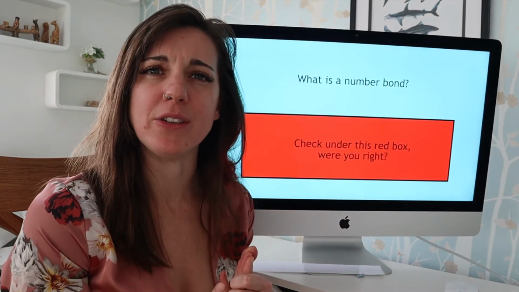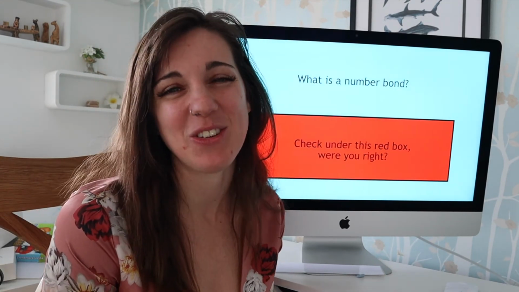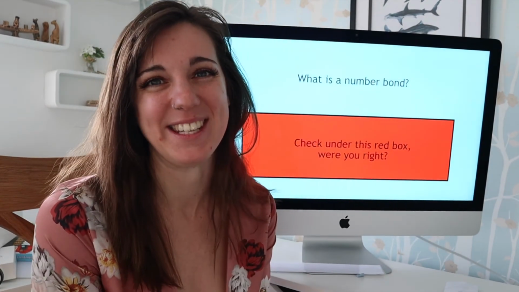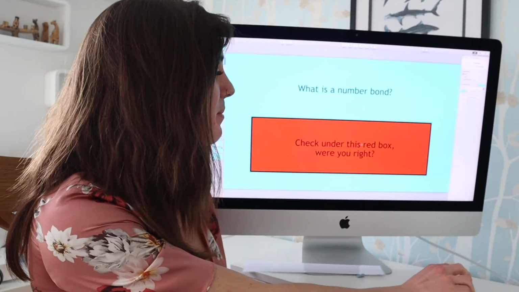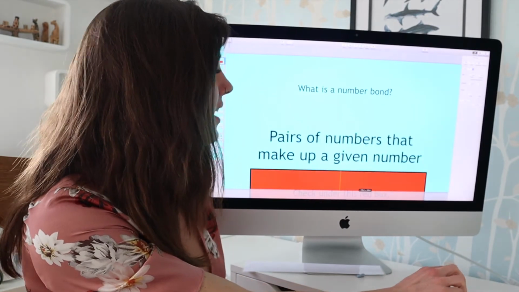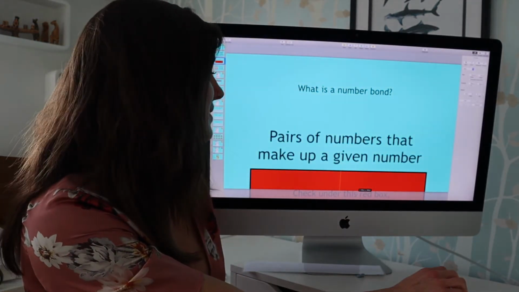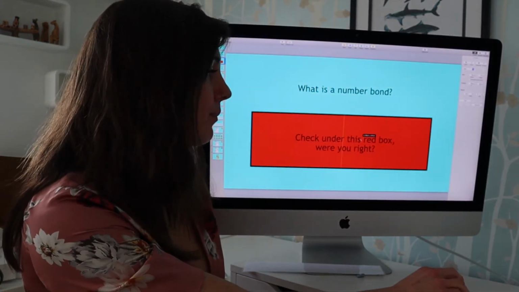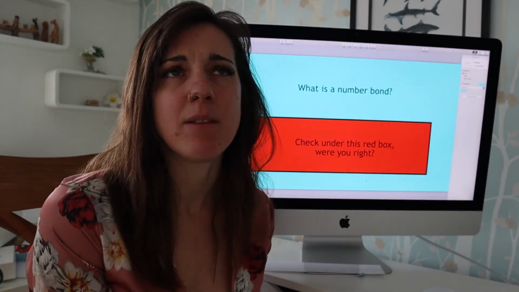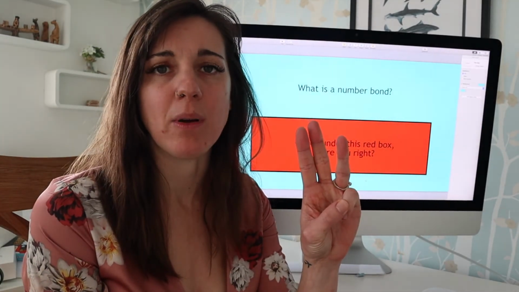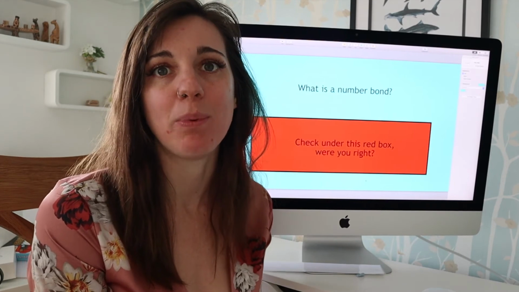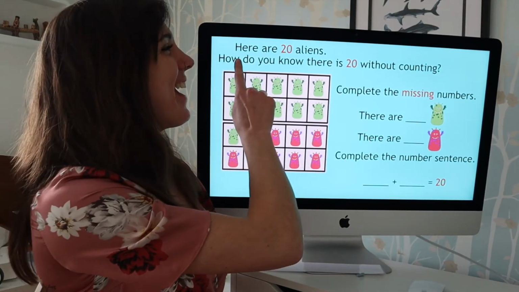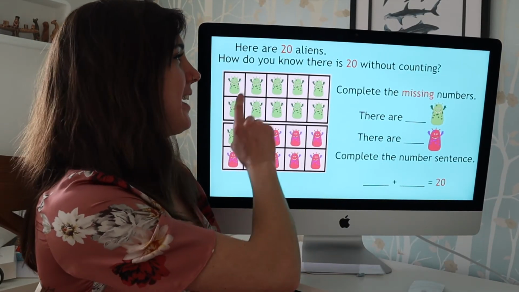What is a number bond? Pause the video and see if you can tell somebody what a number bond is. Let's check under the red box. Were you right? Number bonds are pairs of numbers that make up a given number. And see if you can tell somebody 3 number bonds that you can think of off the top of your head. Here are 20 aliens.